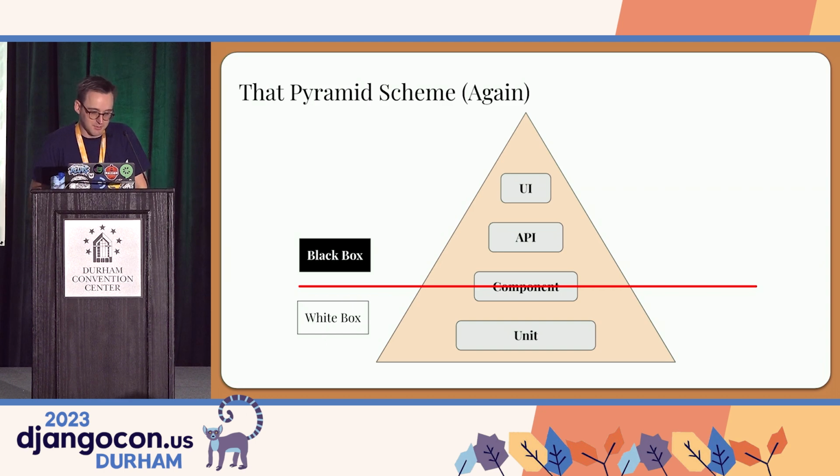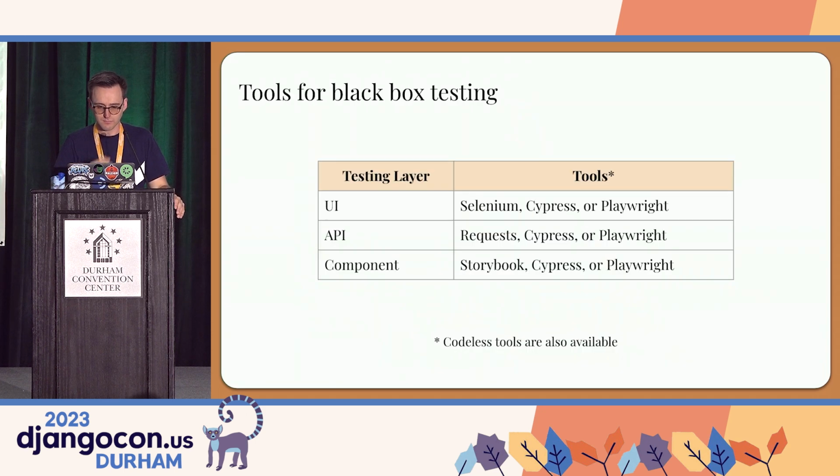Back to our pyramid scheme again. I use this because it's very common and most people can understand the layers here. There is a separation in the white box with unit testing from the black box of UI, API, and arguably component testing. This is where we're drawing the line here, just to give context of what we mean by these terms. White box meaning you can look in and see it. Black box meaning it's like a black shroud is over it. You can't see the code. You can only interact with it like a product. There are many tools out there to do black box testing. When we're looking at the different layers, UI, API, and components, you'll notice a trend here.